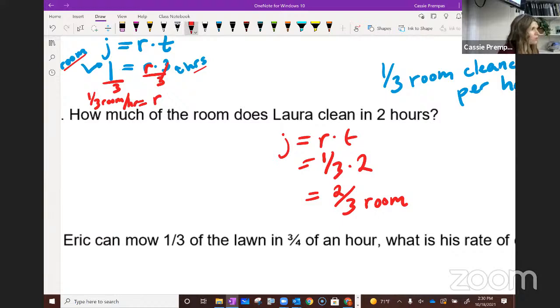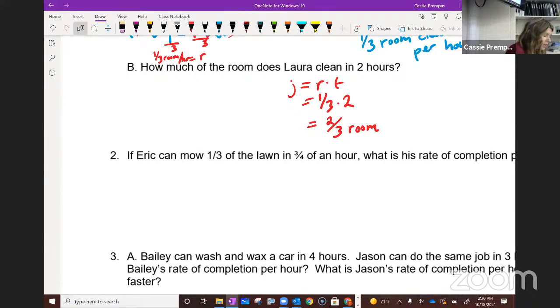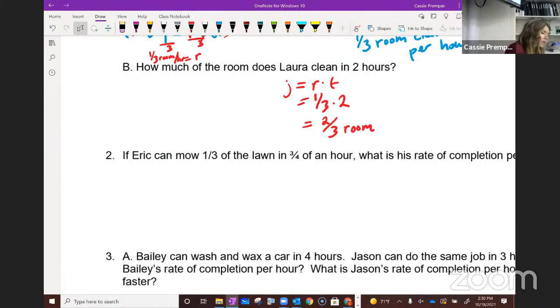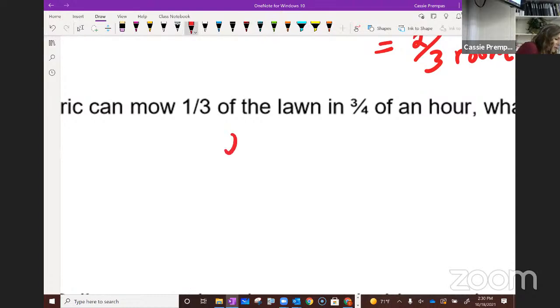So that's kind of a way you could use the equation to solve for the amount of job that you do. All right, let's see how we can continue to use this equation. Number 2, if Eric can mow 1/3 of the lawn in 3/4 of an hour, what is his rate of completion per hour? So again, I know that the amount of job that someone can do is equal to their rate multiplied by their time worked.